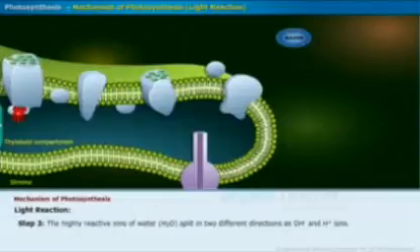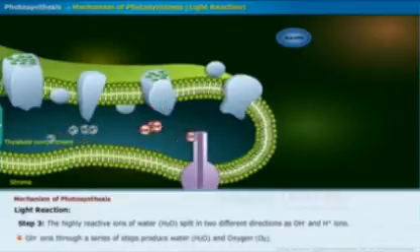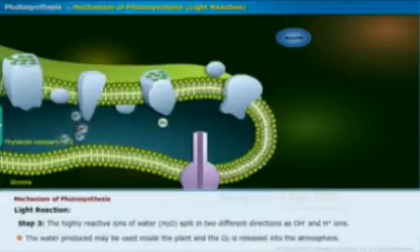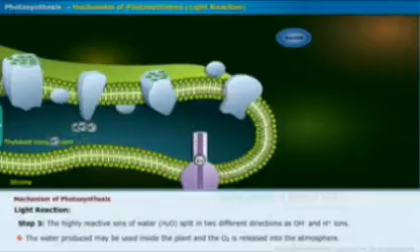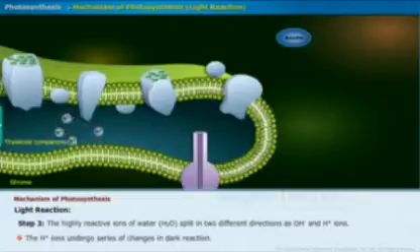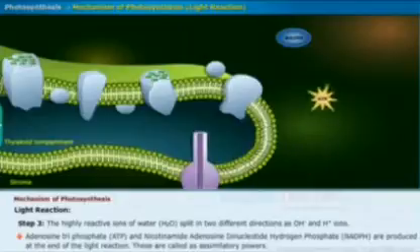The highly reactive ions of water are split in two different directions as OH- and H+ ions. OH ions through a series of steps produce water and oxygen. The water produced is mainly used inside the plant and O2 is released into the atmosphere. The H ions undergo again a series of changes and they make ATP.